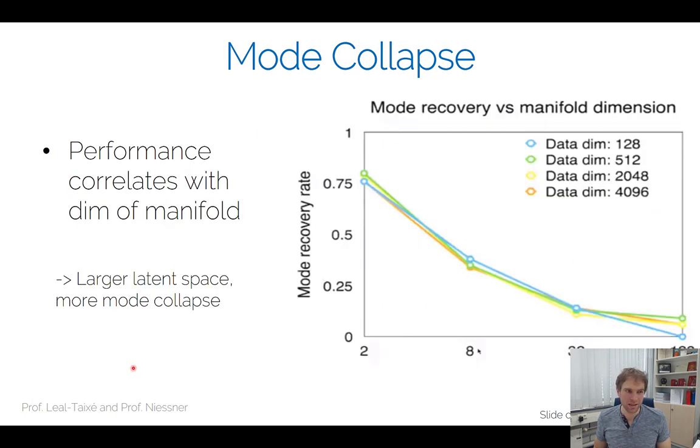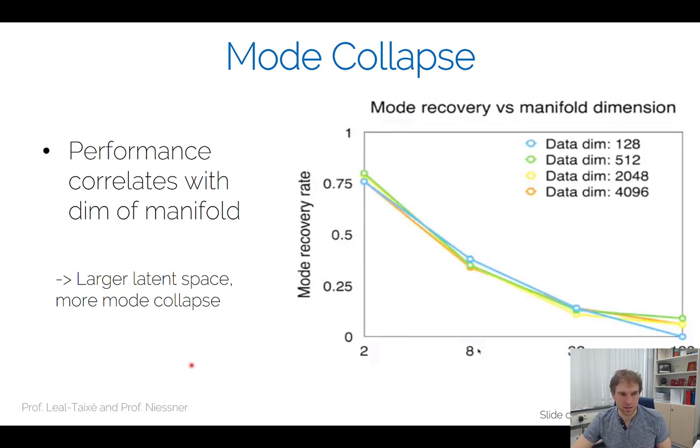Let's have a look again at the manifold. We had this partially from the other one, but if you're looking at the mode recovery versus the manifold dimension, a larger latent space means more mode collapse, which makes sense because it's harder for the discriminator to figure out this entire space at once, right? It can monitor it, so to say.